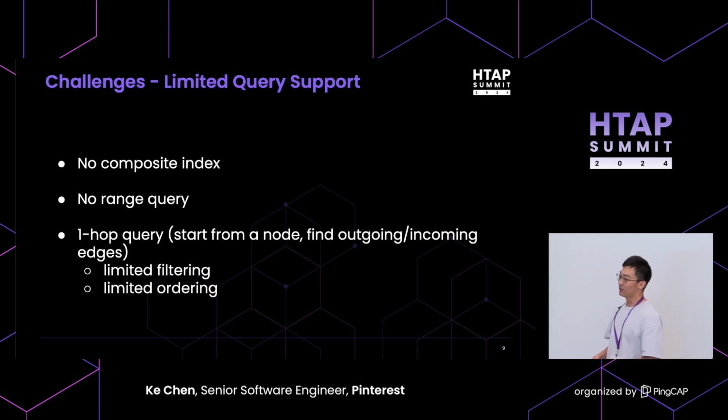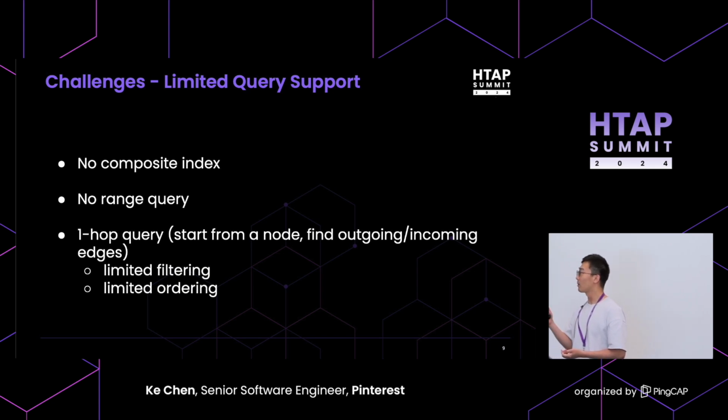And the second challenge we've been facing over the years for SAM is the limited query support. To name a few, there is no composite index. Usually, as mentioned, the query pattern is to get nodes and edges by some other property. But in Zen, only one property at a time.